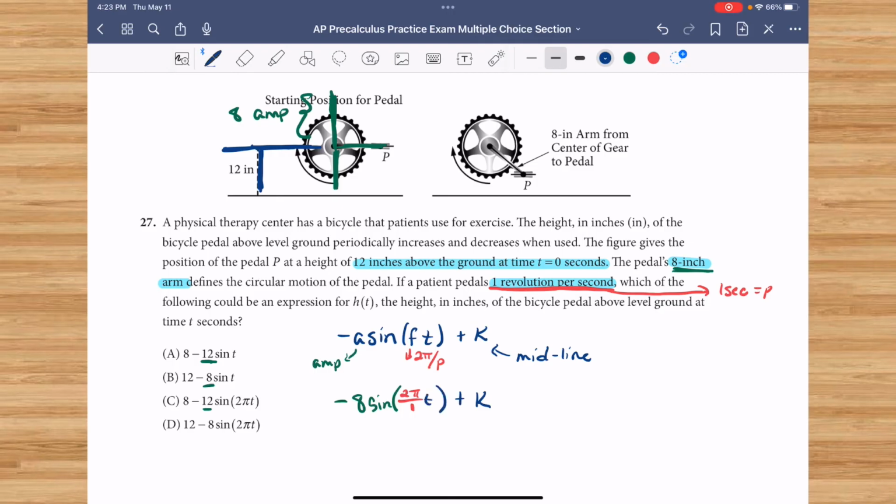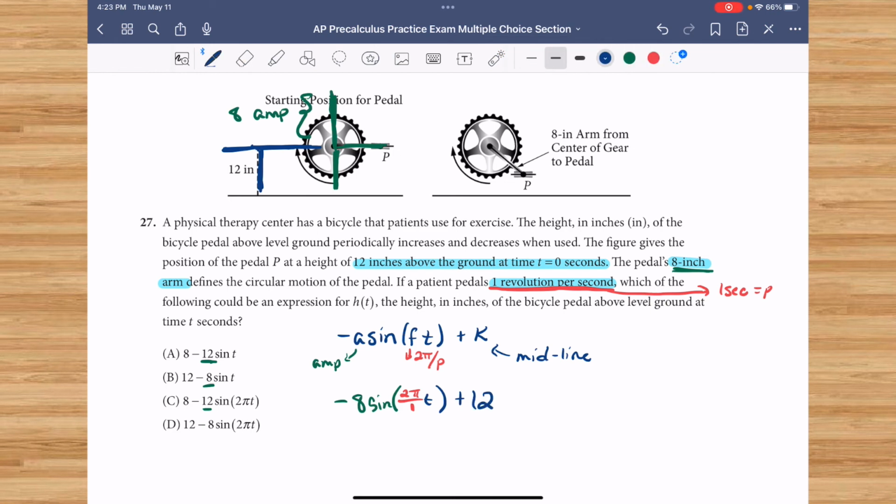I noticed that I did not write my midline. Again, just a reiteration, my midline here is where the middle of that wheel is. So not plus k here, but plus 12. Maybe I said 12 but wrote k, not sure, but that should be plus 12. So my amplitude is 8. My frequency is 2 pi over 1, or just 2 pi. And then my midline is 12.